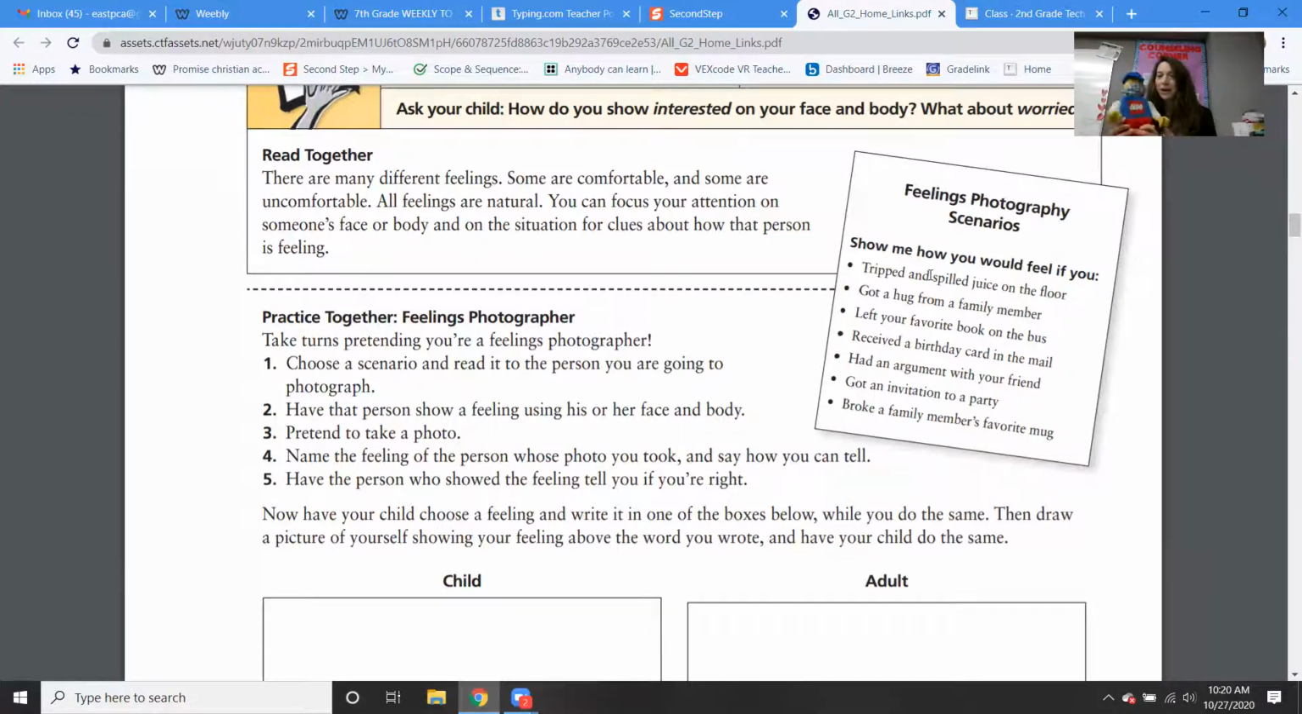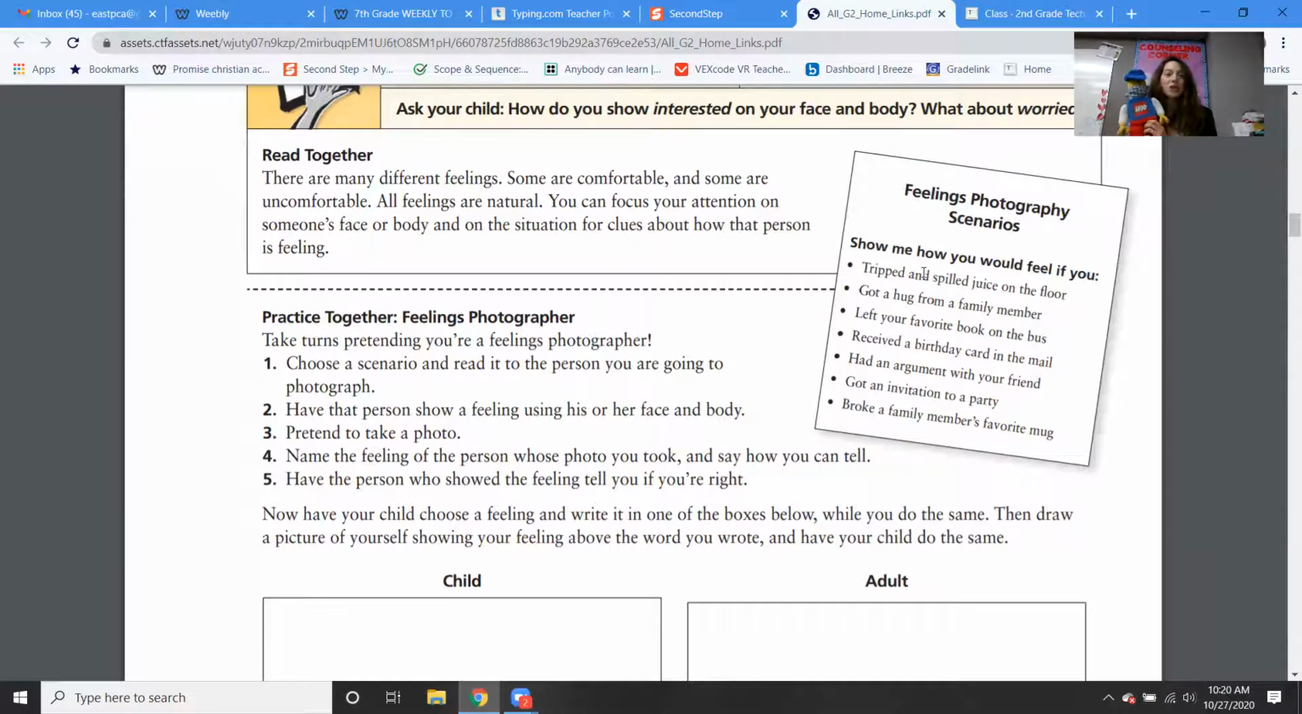Legoman, which one do you want to pick? I want to pick the one I received an invitation to a party. This is how I would look. I'm so excited! I'm going to a Lego party! Woohoo!